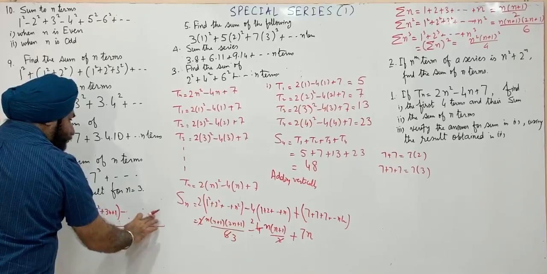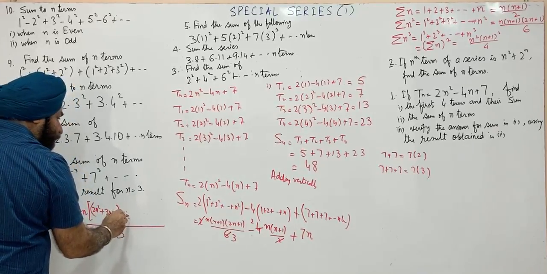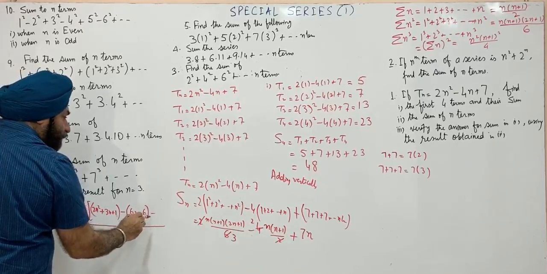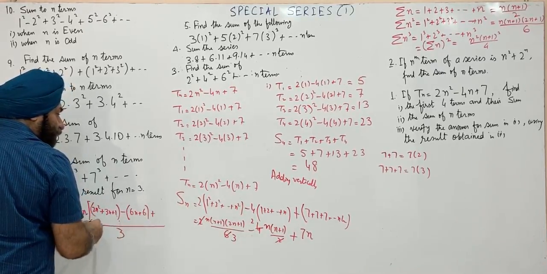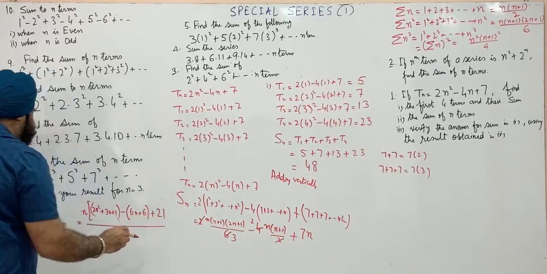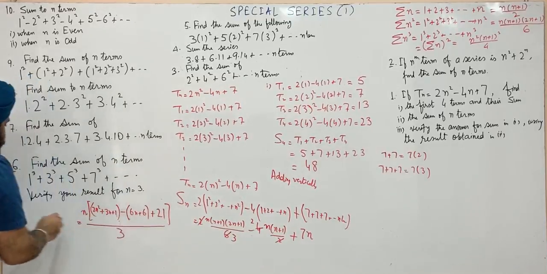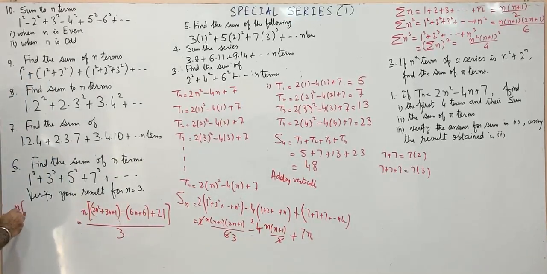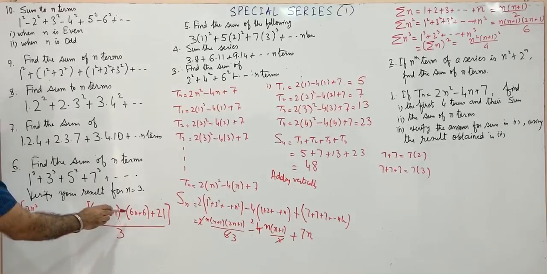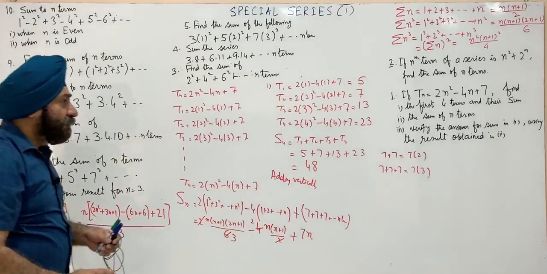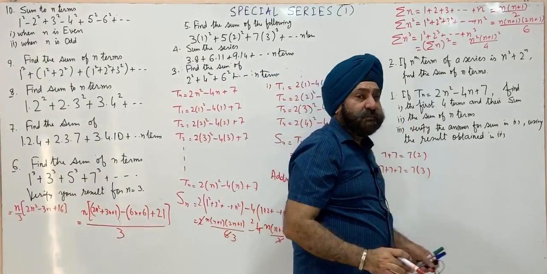Let me correct it. This will be 2 into 3, that will be 6n plus 6, and the last one is plus sign, and outside it's 21, and this is n into 2n square plus 3n minus 6n is minus 3n, then it's 22 minus 6 is plus 16, and 3 outside. This is sum of n terms.